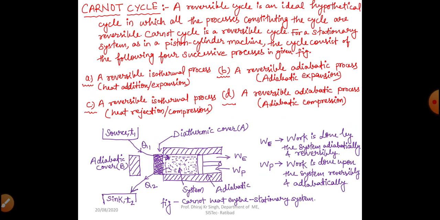In the previous slide we can see here WE and WP. Heat supplied and heat rejected are the processes of the isothermal system, and this WE and WP are the two particular work transfers of the adiabatic system.